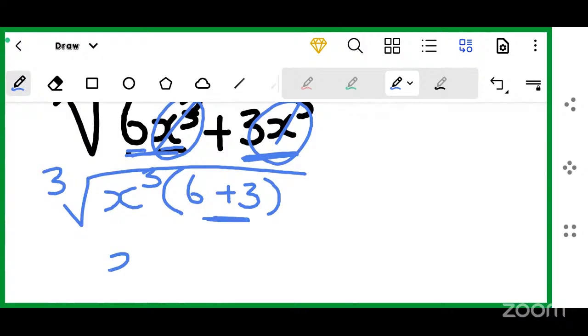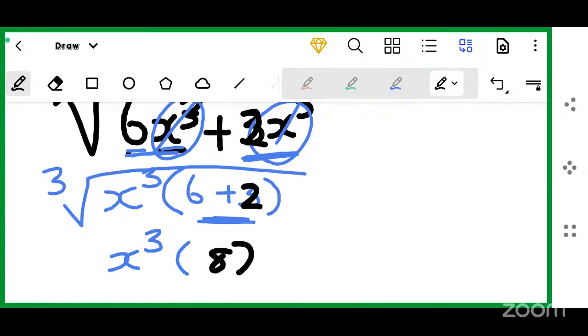So we still have our x to the power of 3. We're working out the 6 plus 3. What is 6 plus 3? Oh, it's 2, not 3. Sorry. So it's 2. So what is 6 plus 2? 8. Perfect. So you write your 8 inside there.